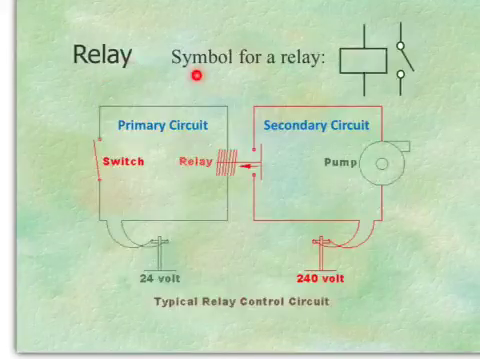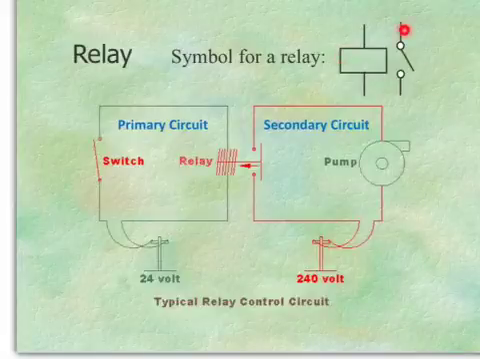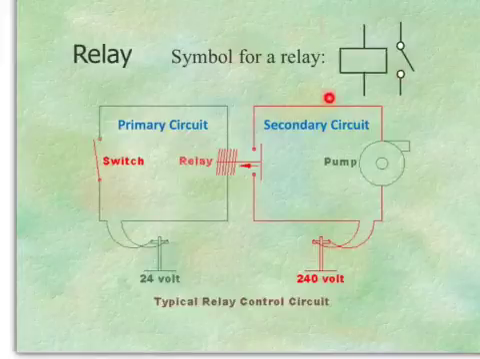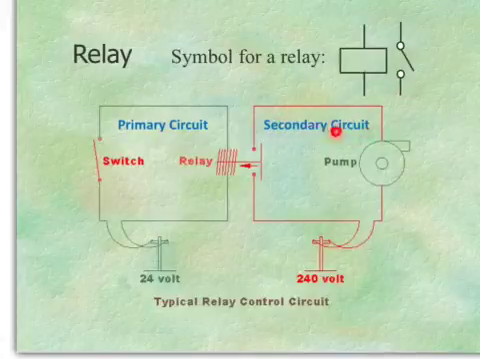Relay. Symbol for a relay is like this. It has two parts to it. This is an electromagnet, which is essentially a coil. That's a switch. That is part of a circuit here called primary circuit. Switch is part of another circuit called secondary circuit.